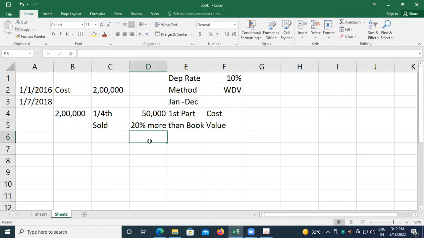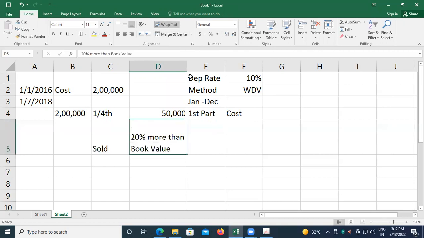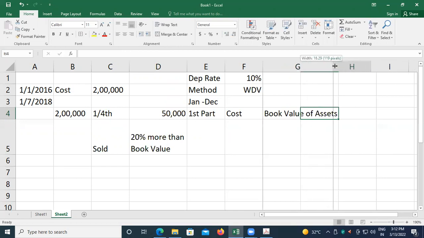Now this is the condition which they have given in the question. So what do you understand by this term, 20% more than the book value? Let us understand what book value is. Book value of an asset, you know, right? Every asset will have its own book value. What is the meaning of book value? Let us try to understand.